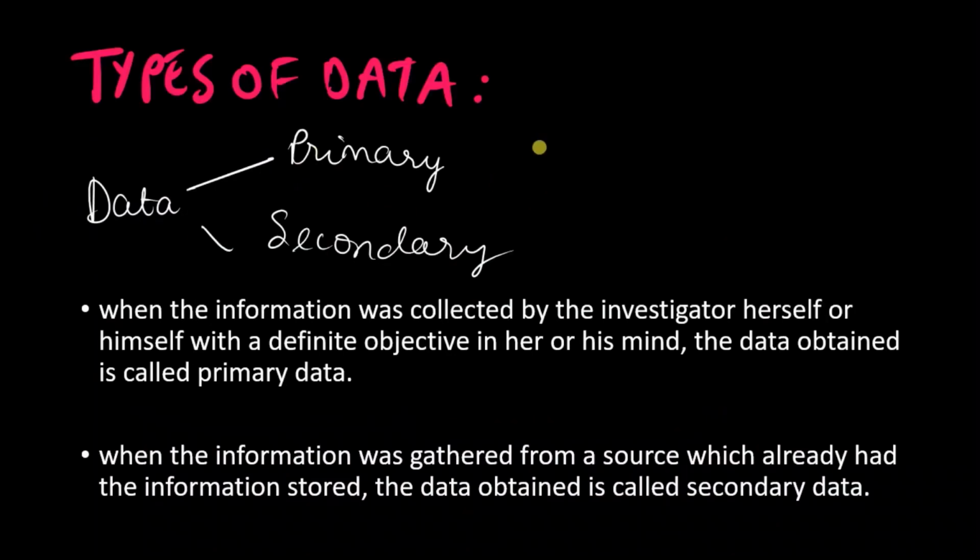Clear? Now, speaking of data, we have two types of data, that is primary and secondary. Now, what is all of this primary and secondary? Let us see. Primary data is basically when the information was collected by the investigator herself or himself with a definite objective in his or her mind. The data obtained is called primary data. So what does this mean? Let us understand this through an example.